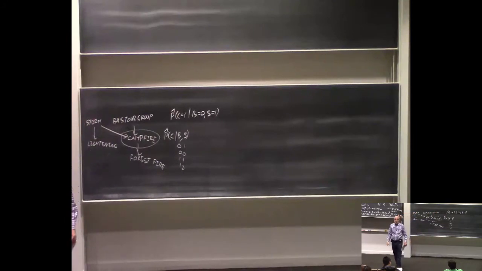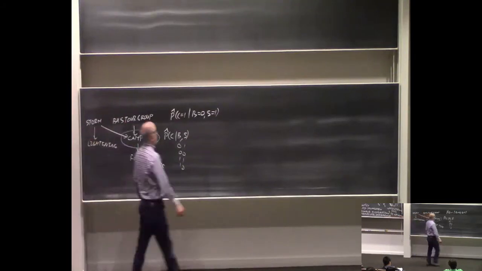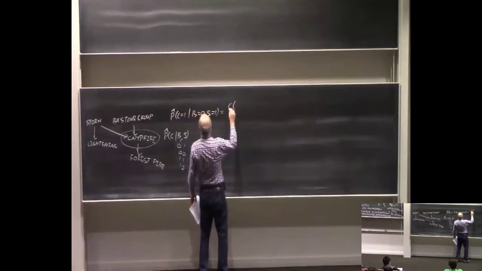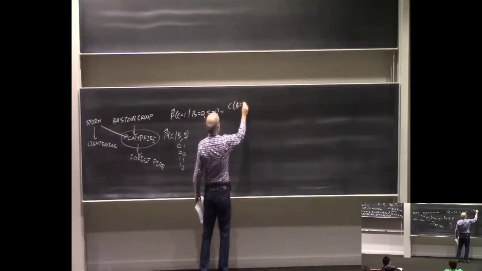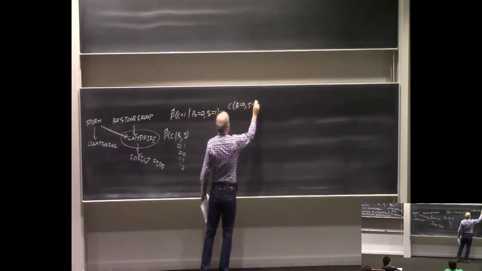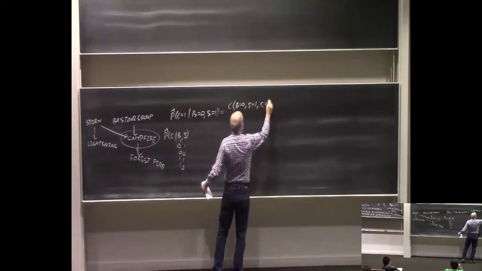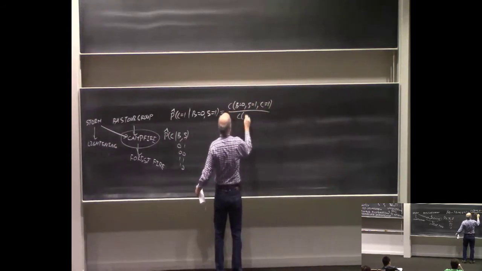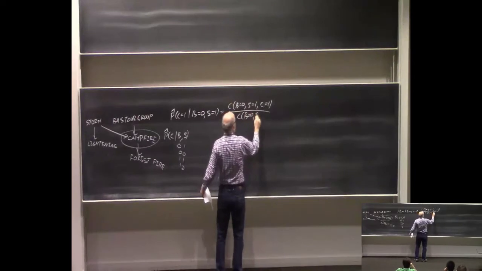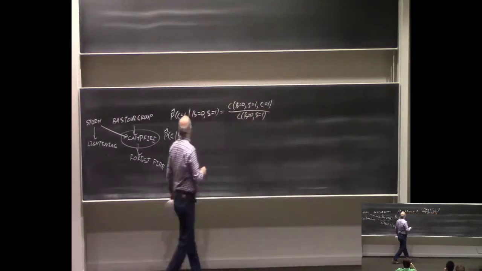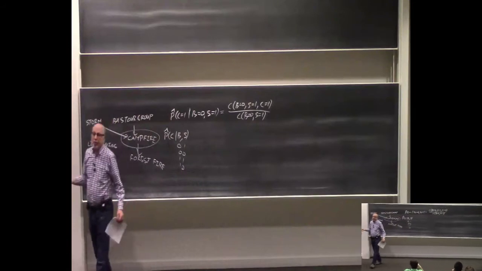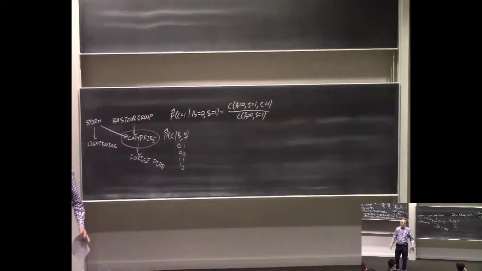How would you estimate it from data? Yeah? Relative frequency. You'll just count, right? It's very simple. You'll just count how many times you saw B equals 0, S equals 1, and C equals 1, divided by the number of times you saw just B equals 0 and S equals 1. And if you have very small counts or zeros, then you may want to smooth.